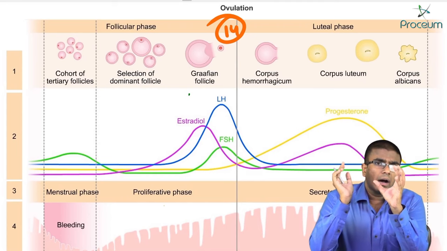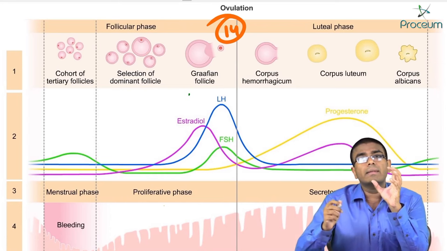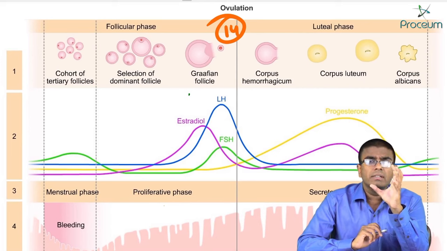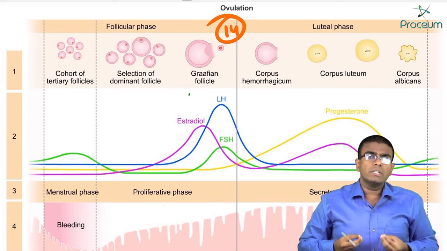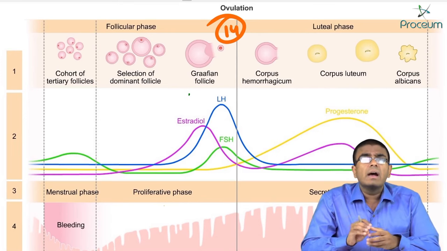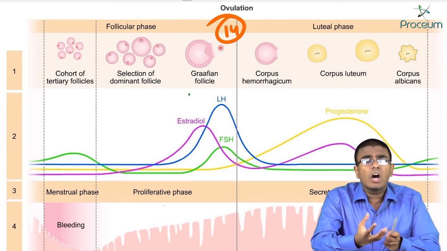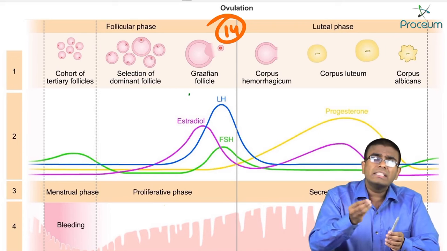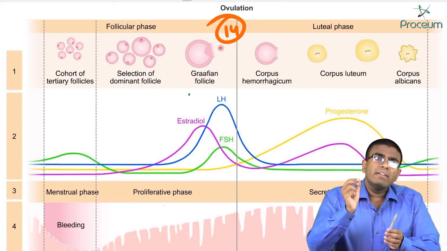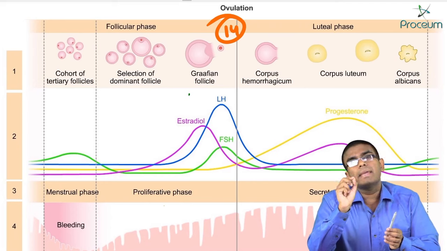Even the Graafian follicle, the mature follicle, has its own blood supply. Whenever there is a rupture of this follicle, there is trickling of blood into the peritoneal cavity, and all this blood will be collected in the pouch of Douglas, or we can call it the cul-de-sac. This blood causes irritation of the local peritoneum, so a female on the day of ovulation can feel pain.